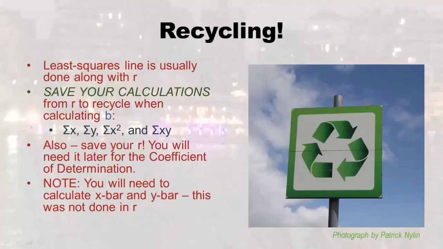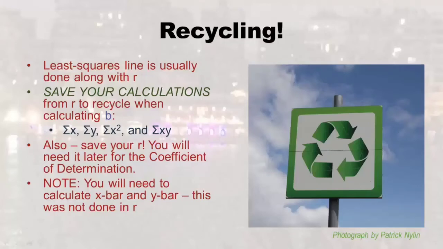and you end up with all these calculations like sum of x, sum of y, sum of x squared, and sum of xy. Now you want to recycle those. You want to save those calculations from R because they fit also into the equation for B. So you want to recycle that. Also, you want to save the R you made because you're going to recycle that into the coefficient of determination, which I'll explain later.